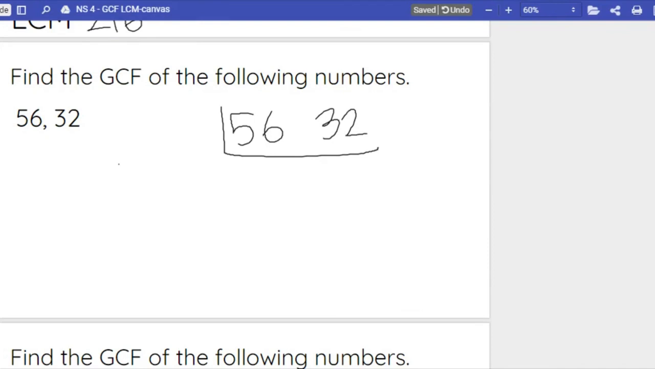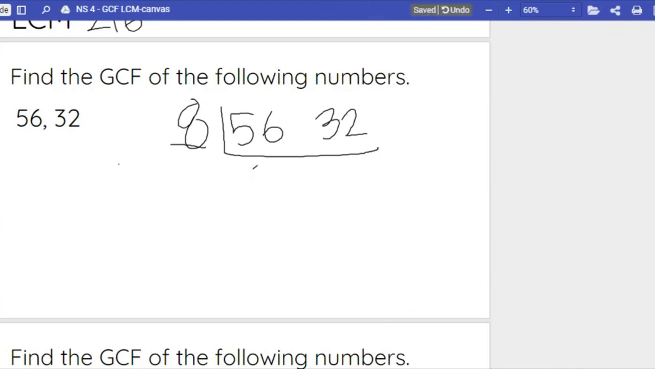One thing that helps: if I look at 56 and I look at 32, I know they are both even. So if I can't think of any other factors, I know 2 is a factor, and I could use that. But if I can think of something bigger, it helps limit how many levels I'm going to have to do on my ladder. So let's start with 32. I know 4 times 8 is 32, and I know 8 goes into 56. So let's use 8.